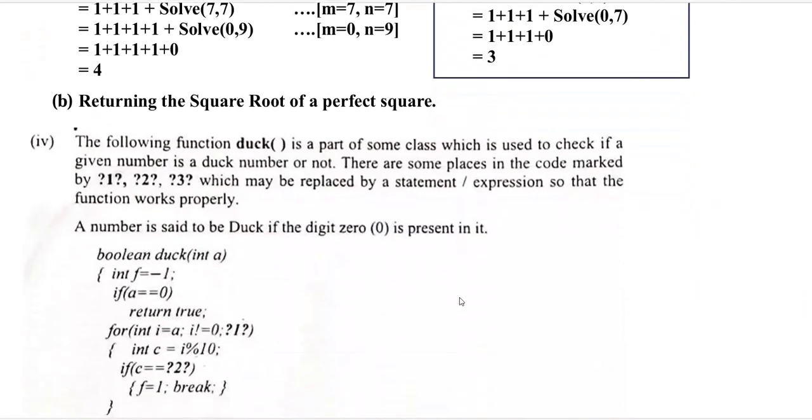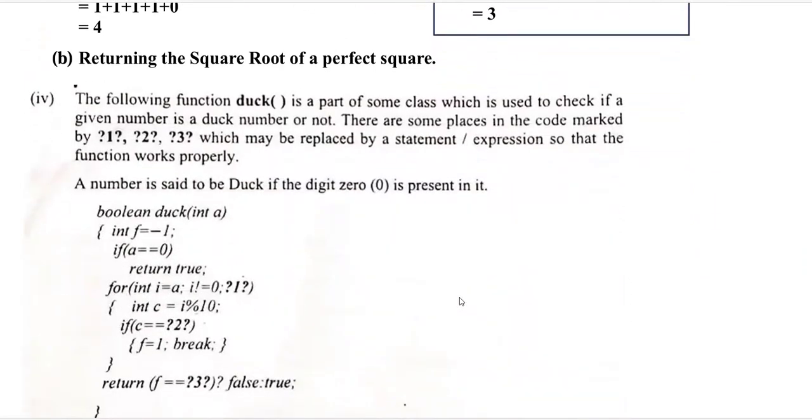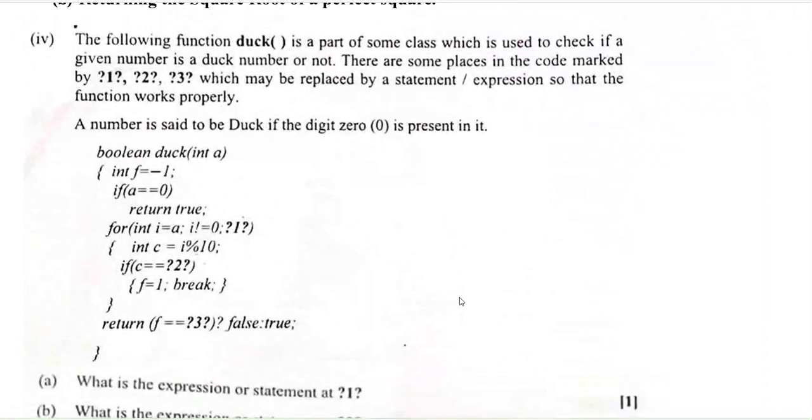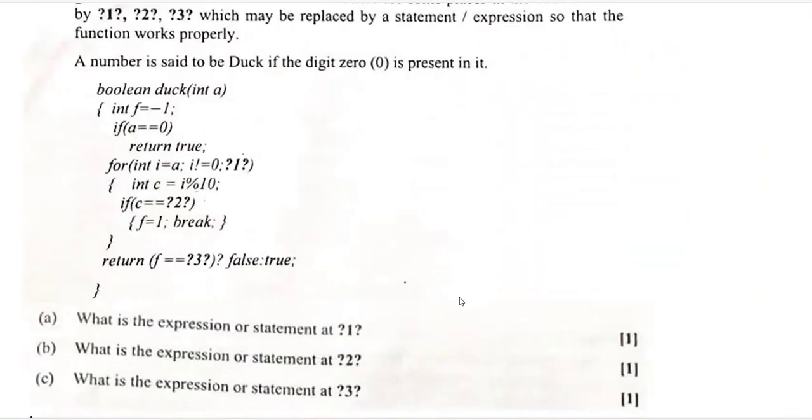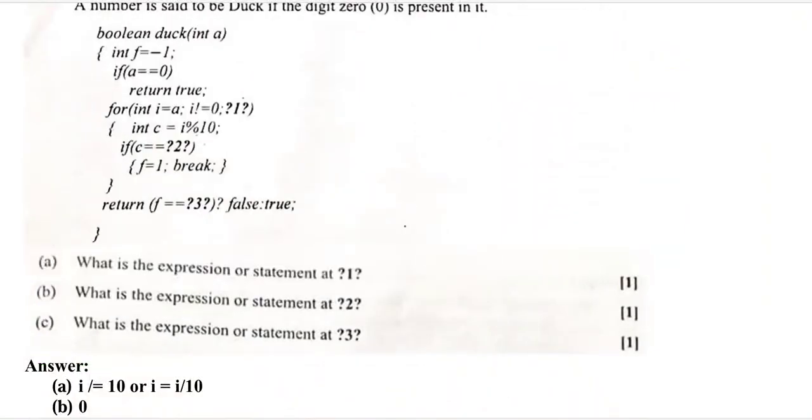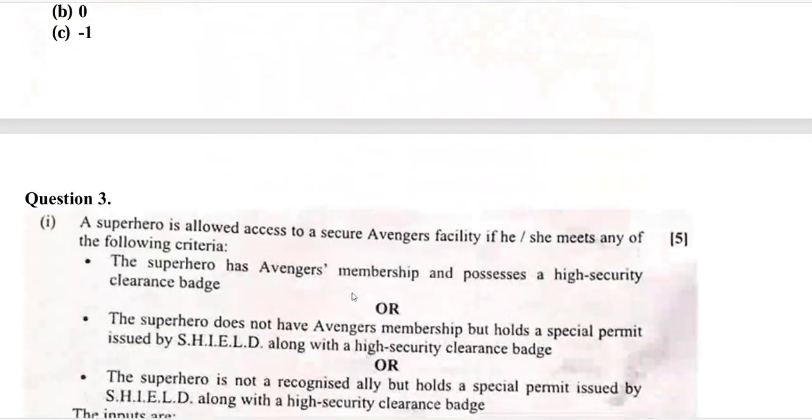Next question. Here it's duck number. You all are aware of duck number. Here some fill in the blanks were given, and you have to fill those up. According to that, the first gap will be filled with I divide equal to 10, that is, I equal to I divided by 10. Second one, C equal to 0. And third one is F equal to minus 1. Okay. Let's move to the next question.